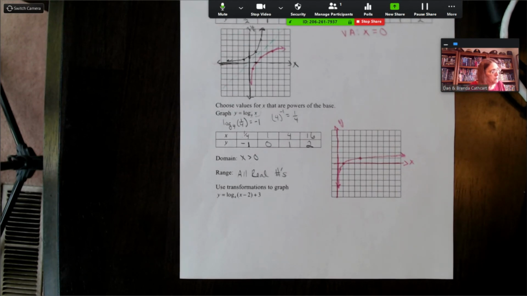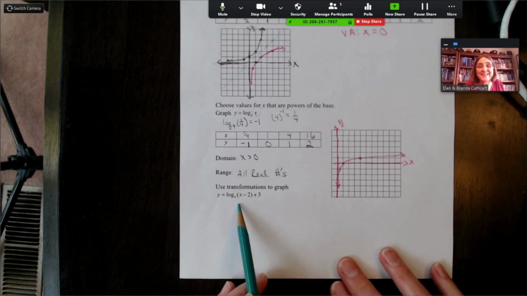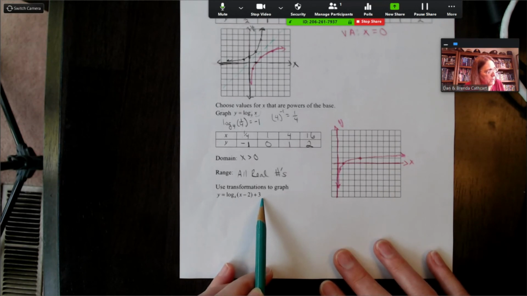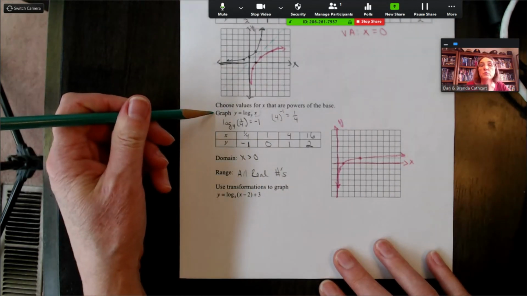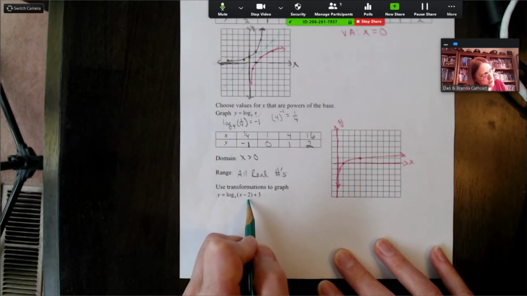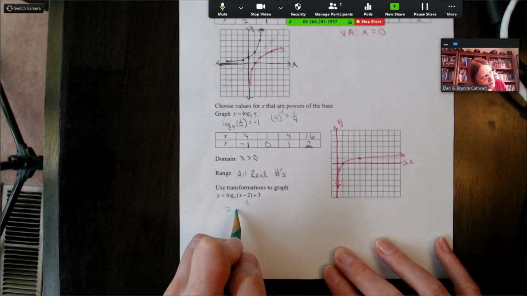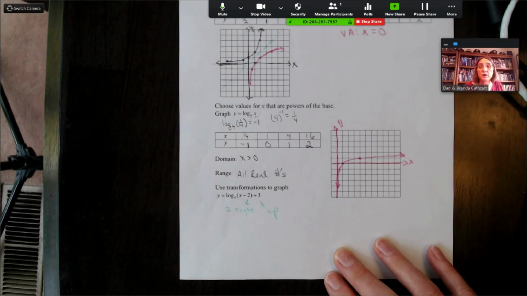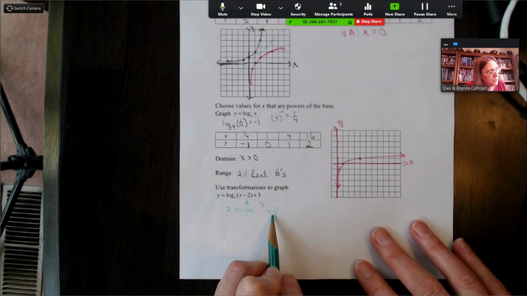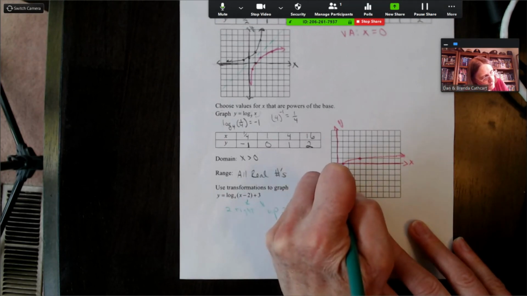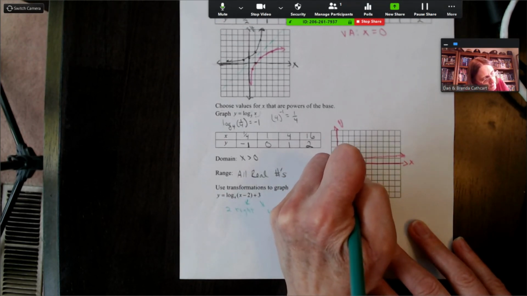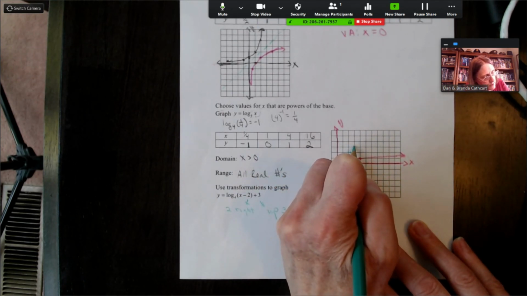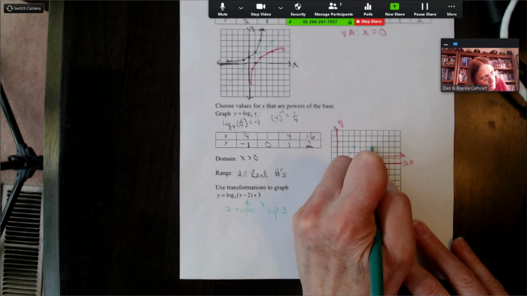Okay, so now what I want to do is I'm going to use transformations to get this graph, log base 4 of x minus 2 plus 3. It's a transformation of the graph that we just did. All it does is it shifts us 2 units to the right and 3 units up. So let's take each of our points and move them 2 right and 3 up. Okay, so 2 to the right and 1, 2, 3 up. 2 to the right and 1, 2, 3 up. 2 to the right and 3 up.